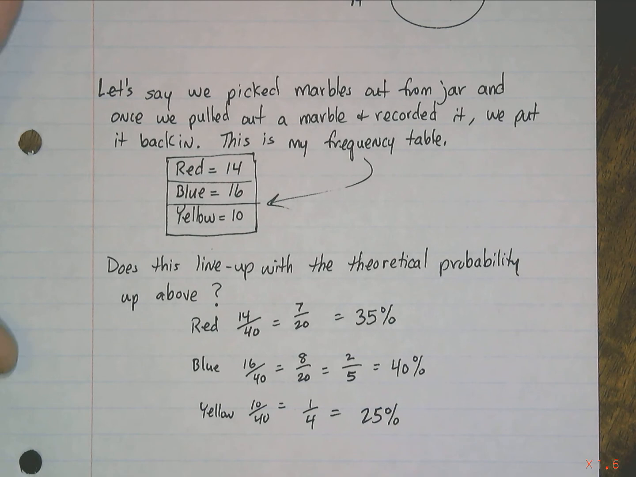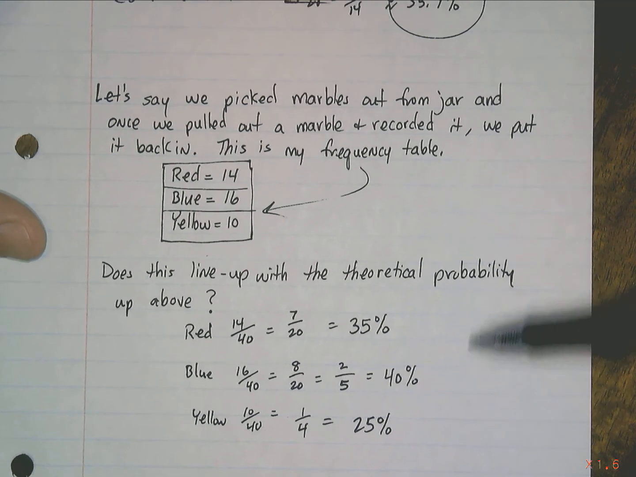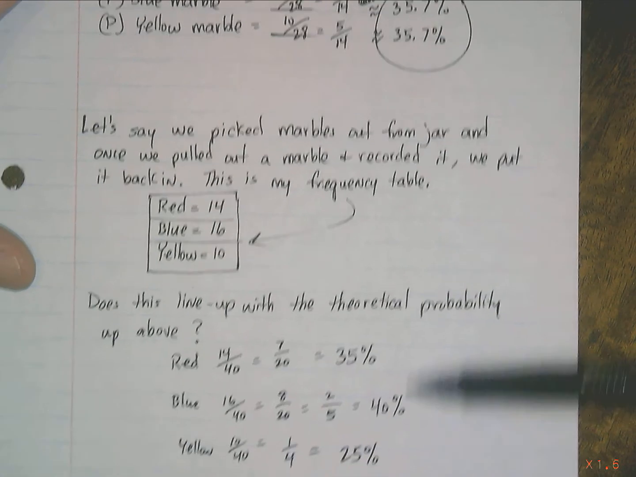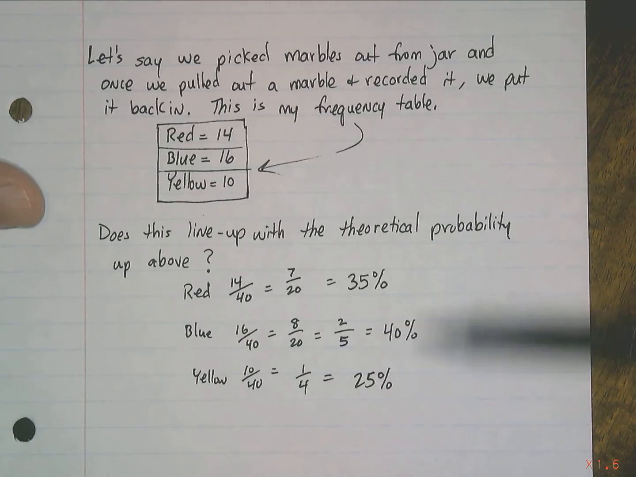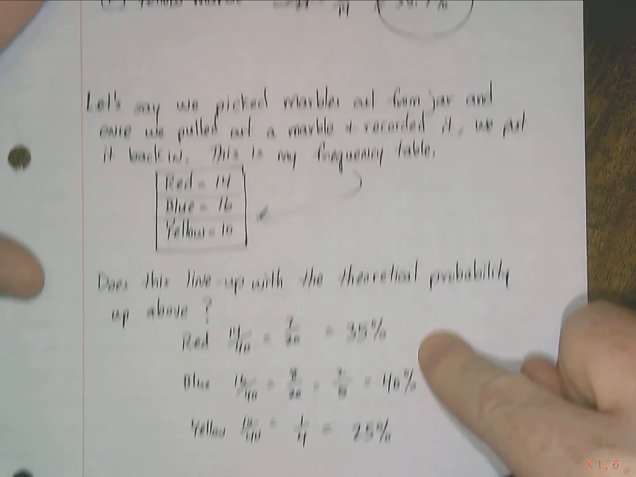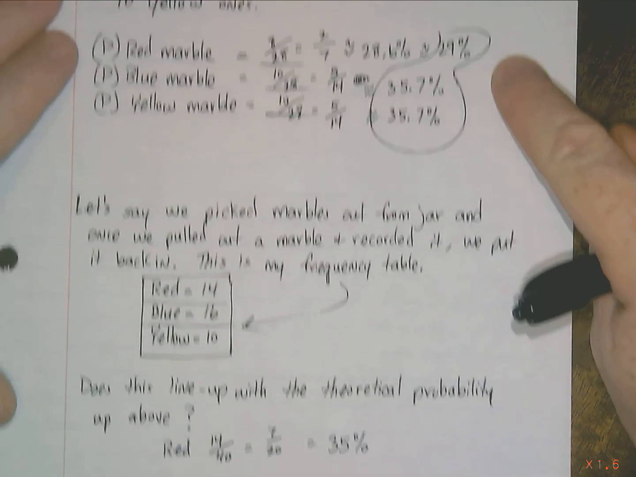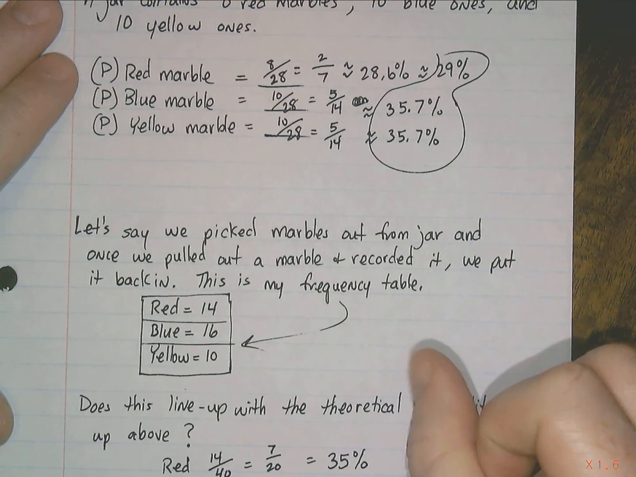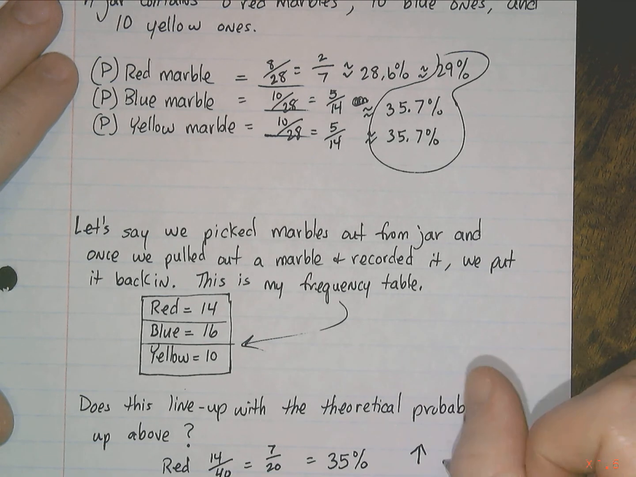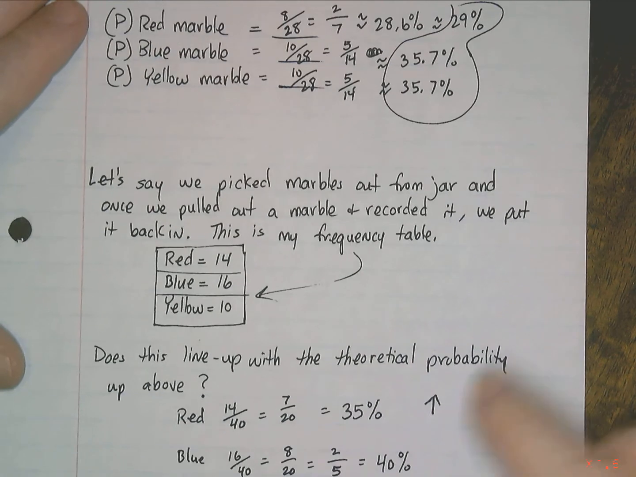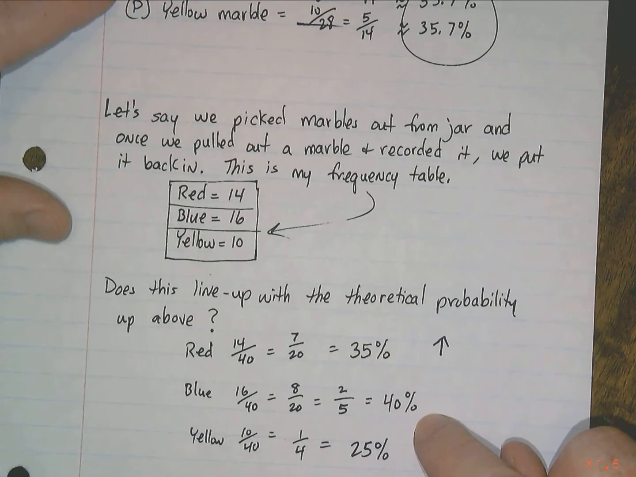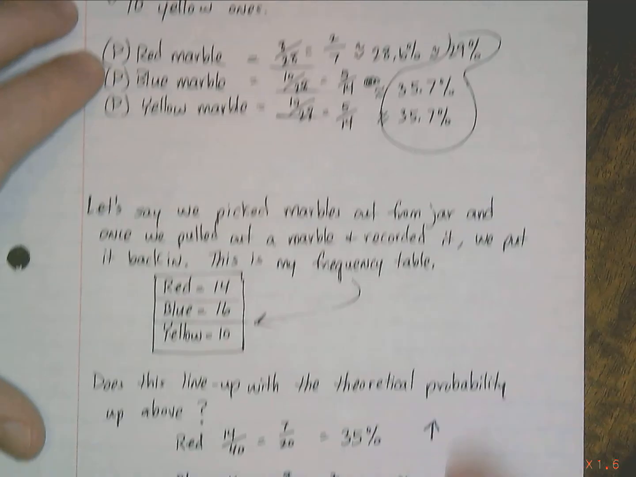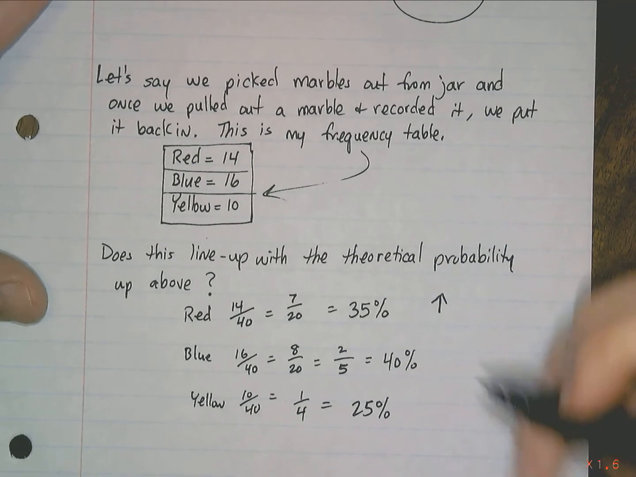Okay. So if you take a look, again, with the same amount of marbles, this is what happened when we actually did it. We had 35%. If you look up here, it says theoretically we're supposed to only have about 29%. So this is a little bit higher than our theoretical probability, right? Here, this one's 40. Blue says we should get about 35.7, close to 36%. But when we actually did it, we got 40%. This one higher.